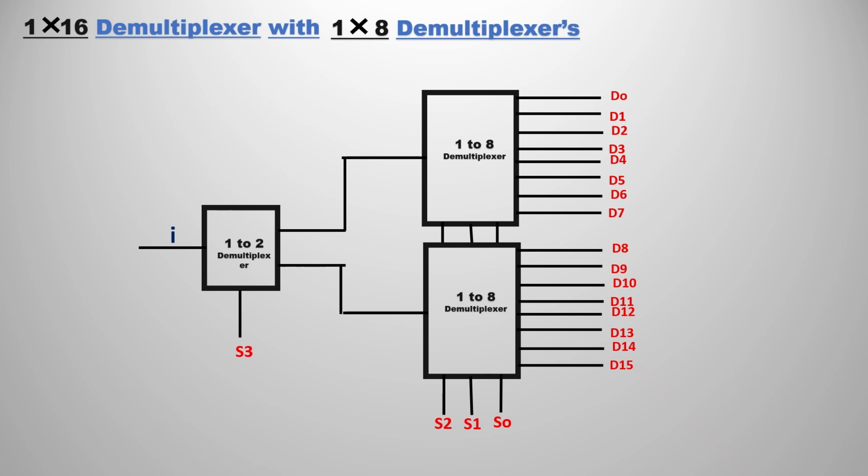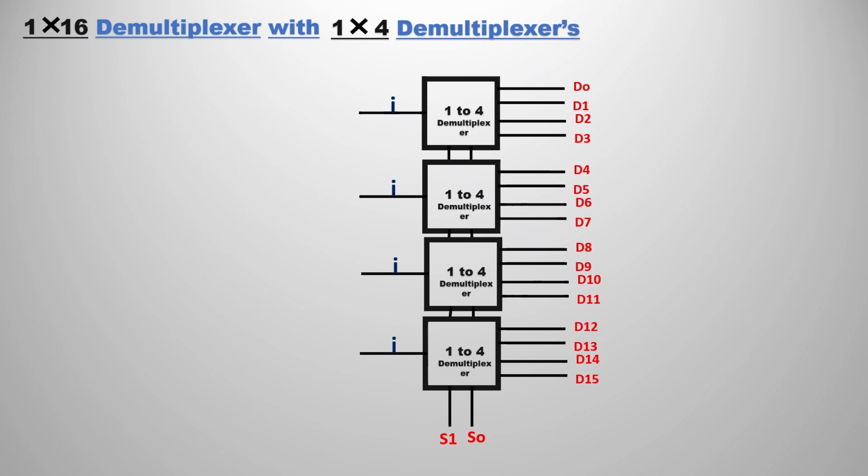As this is the 1x16 demultiplexer, we have covered only the 3 select lines, that is S0, S1, S2, in the first cascaded stage of two 1x8 demultiplexers. But for the remaining one, as a 1x16 demultiplexer contains 4 select lines, the 4th select line, S3, is connected to the 1x2 demultiplexer. So we have a total of 1 input and 16 outputs. This is the implementation of the 1x16 demultiplexer.